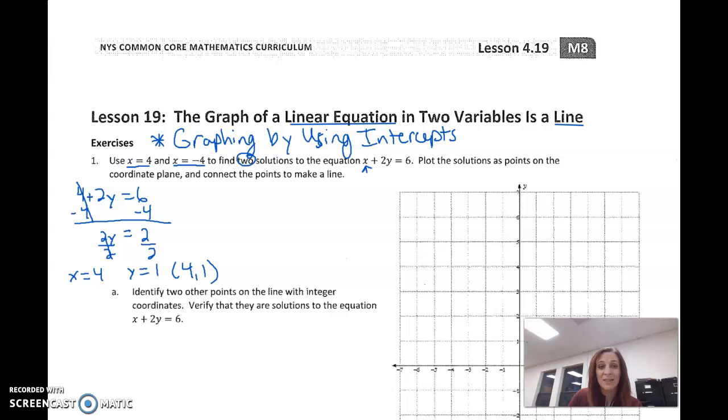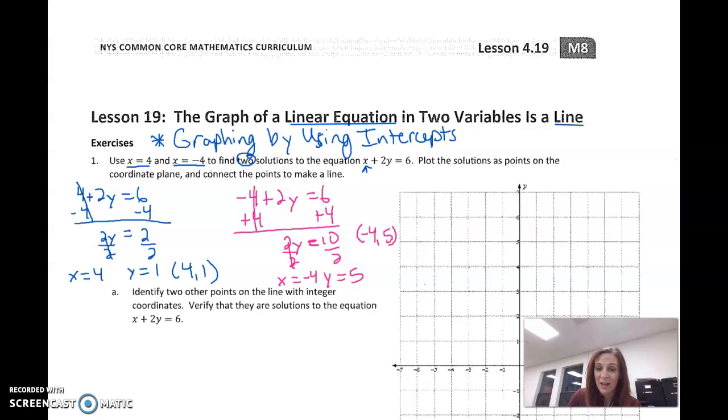Now I'll do the same thing, but this time I'm going to put a negative 4 in for x. So negative 4 plus 2y equals 6. This time, instead of subtracting 4 from each side, I'm going to add 4. I'm left with 2y equals 10. Then I'll divide both sides by 2 and I'll get y equals 5. So when x equals negative 4, y equals 5, which is the point (negative 4, 5).